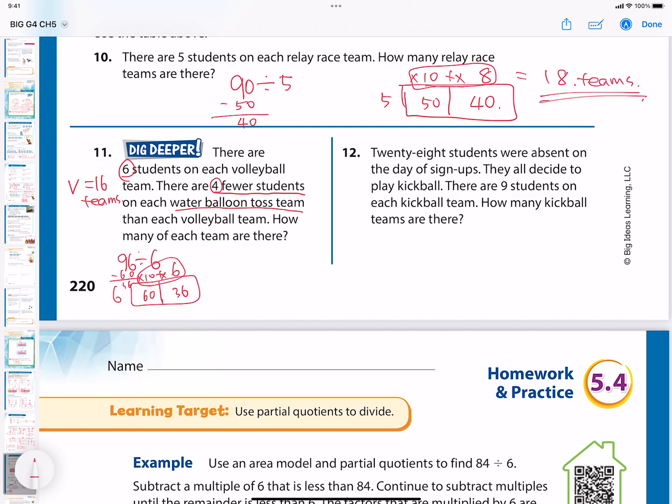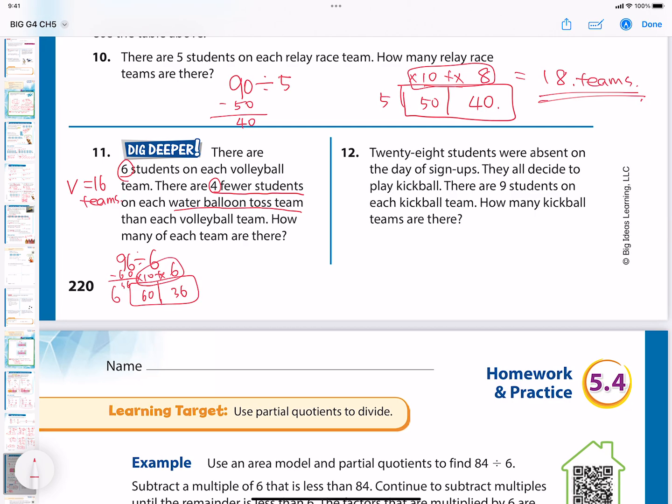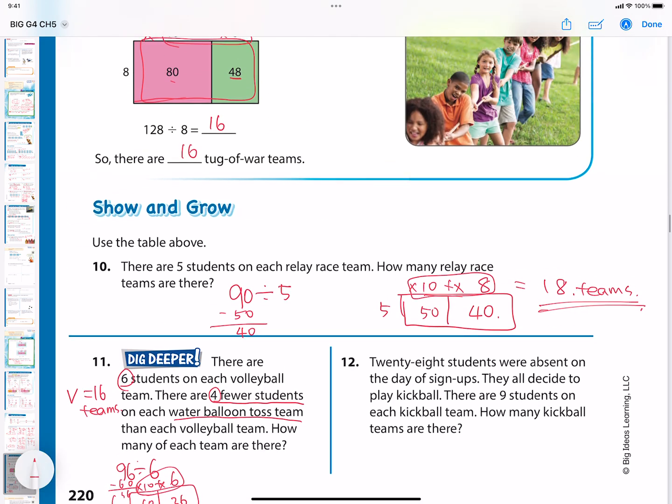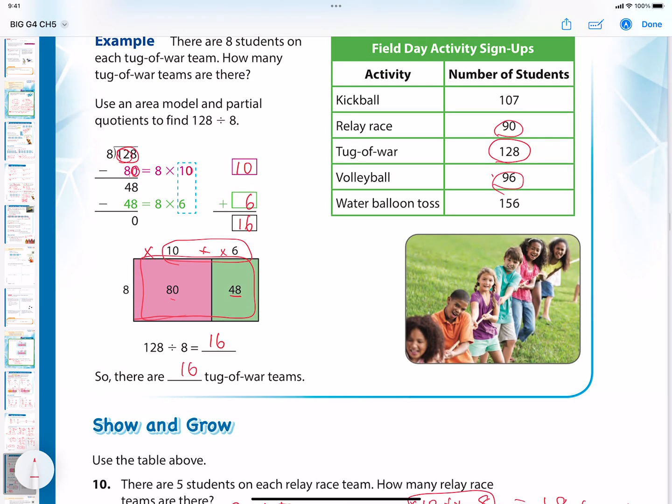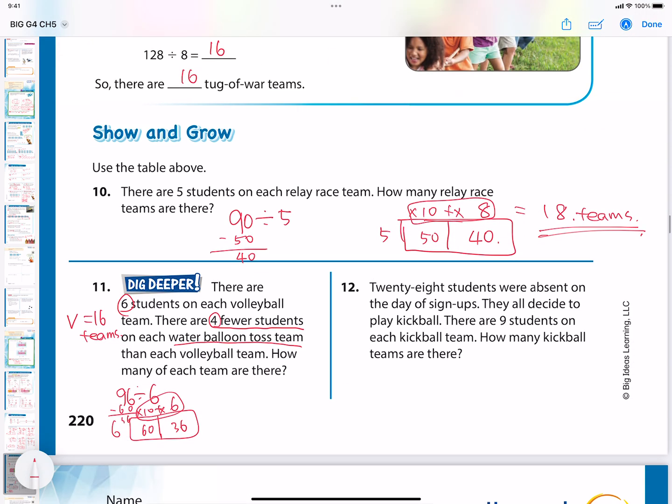Okay, what about this? What is it? The water balloon toss team. Okay, let's go ahead. Wow, 156 students won it. 156 divided by what? There are 4 fewer students on each team than the volleyball team, right? Which means 6 take away 4 is 2, because 4 fewer than the volleyball team. So 2, I'm going to draw a model.